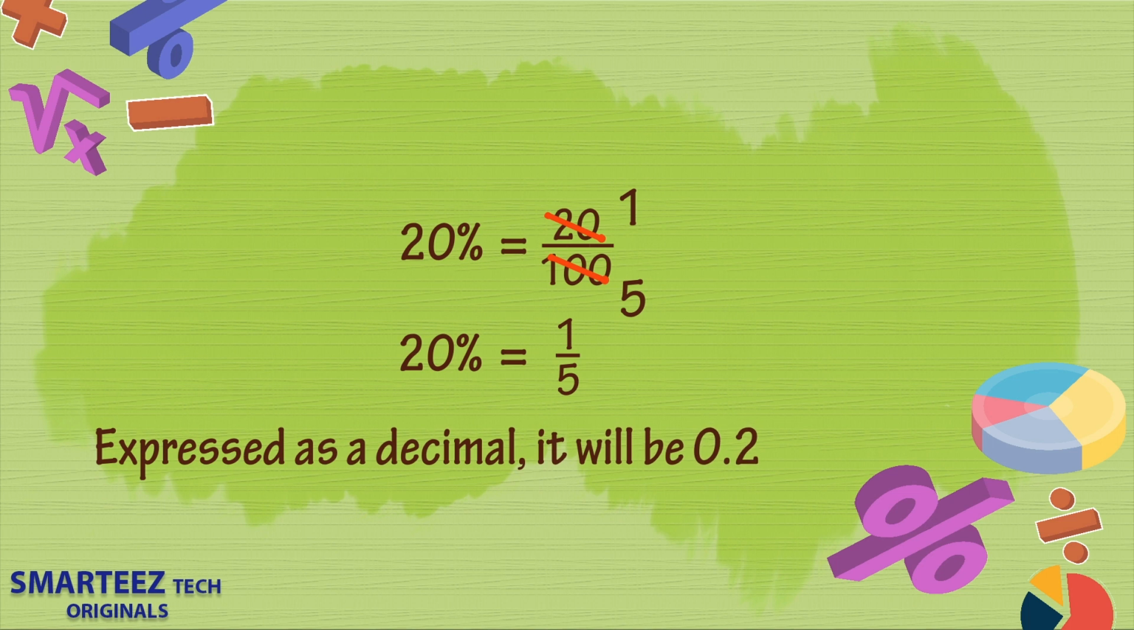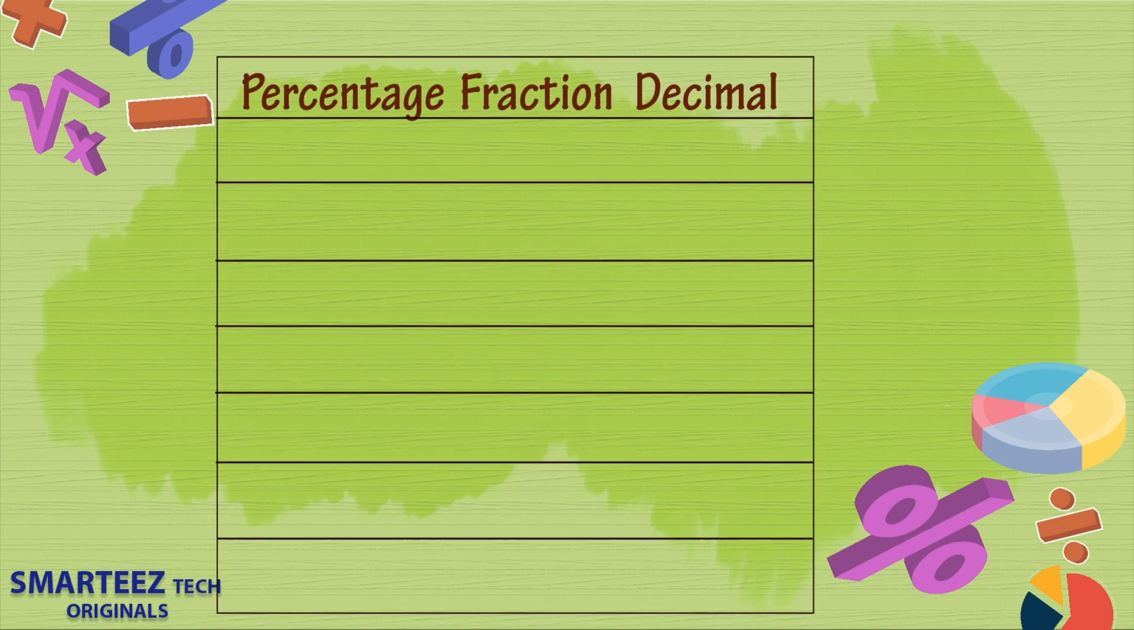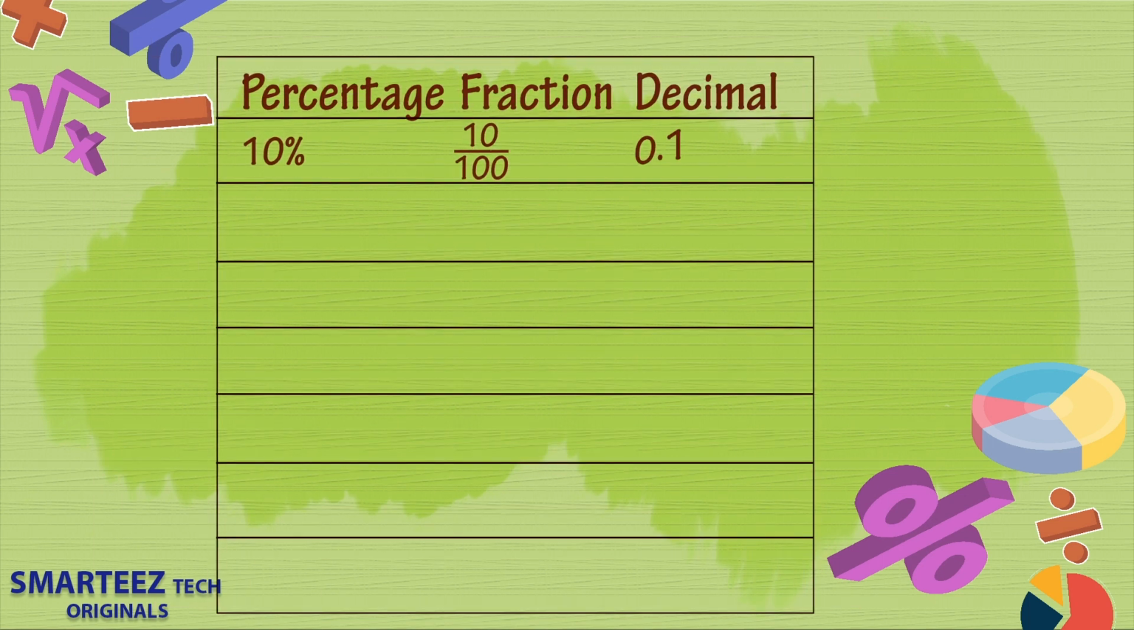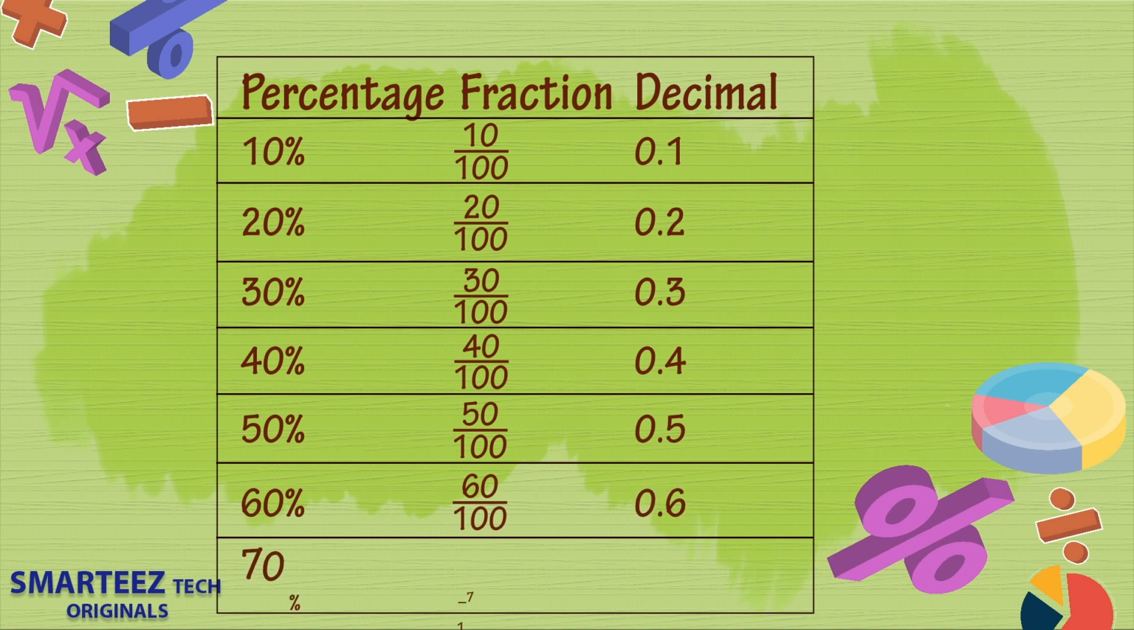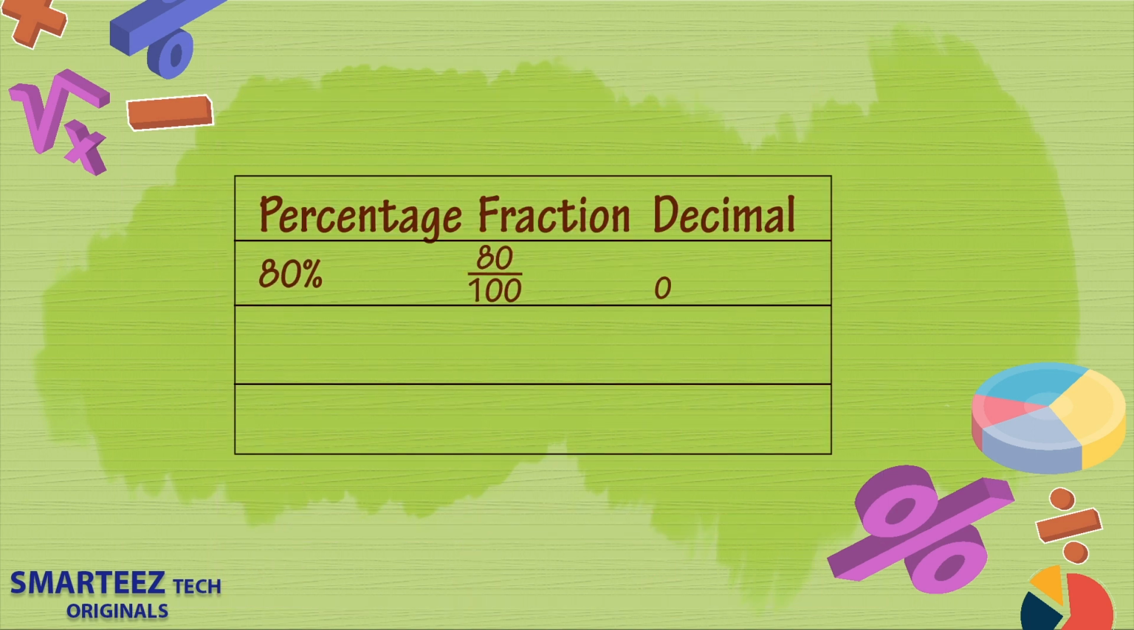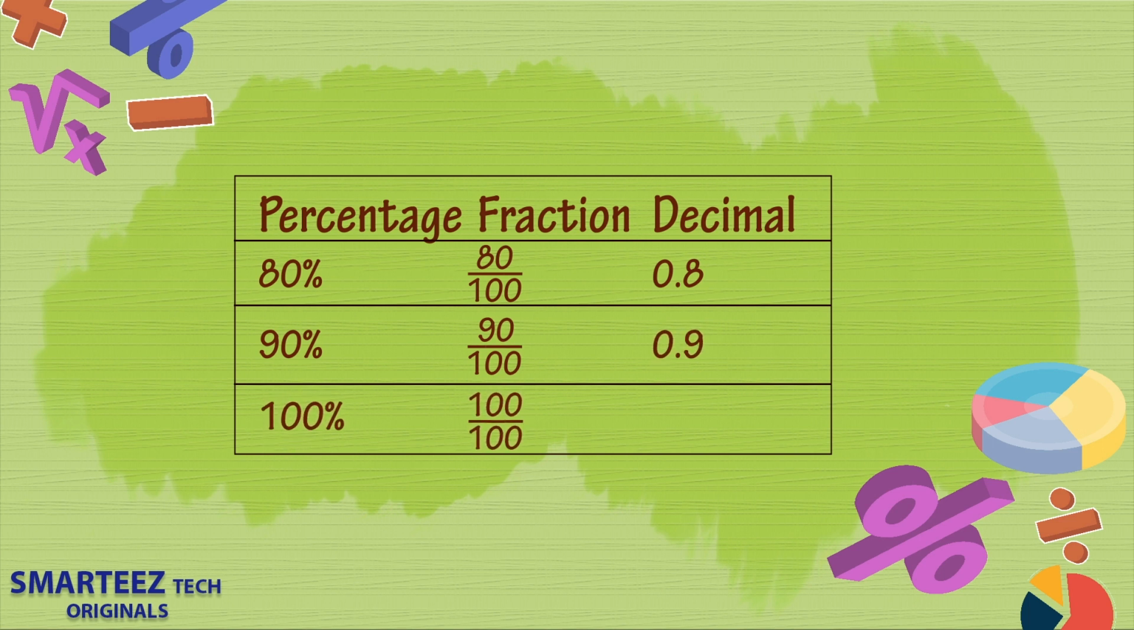Let's look at the values of percentages written as a fraction and a decimal tabulated here. 10% is 10 over 100, which is 0.1. 20% is 20 over 100, which is 0.2. 30% is 30 over 100, which is 0.3. 40% is 40 over 100, which is 0.4. 50% is 50 over 100, which is 0.5. 60% is 60 over 100, which is 0.6. 70% is 70 over 100, which is 0.7. 80% is 80 over 100, which is 0.8. 90% is 90 over 100, which is 0.9. 100% is 100 over 100, which is 1. So, percentages are not new, but a special fraction, that's all.